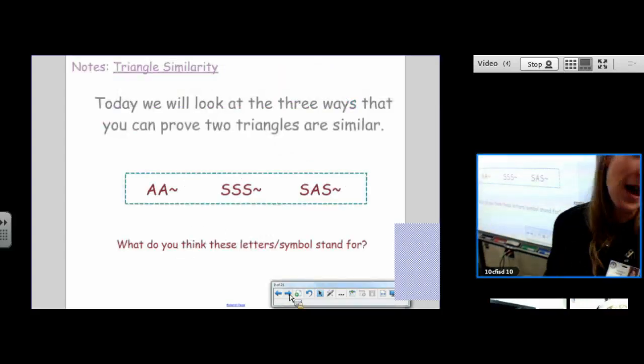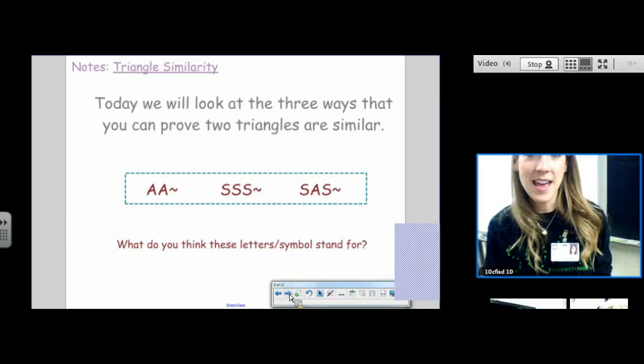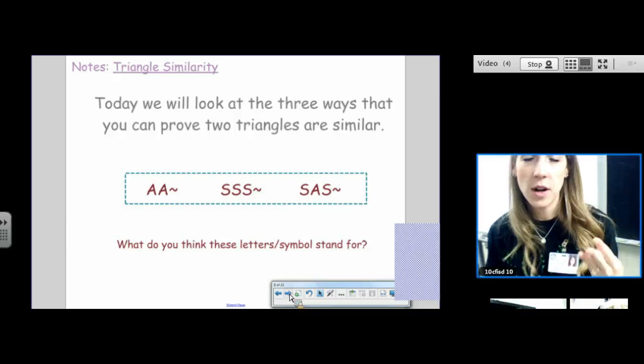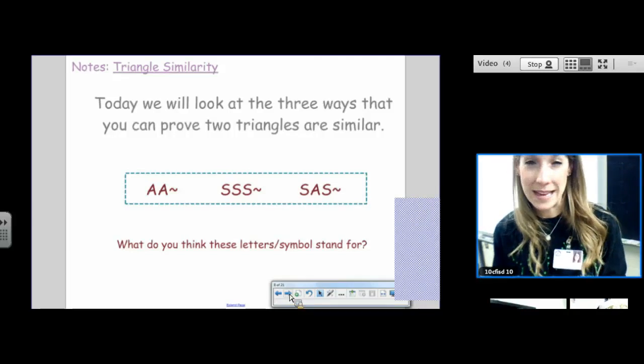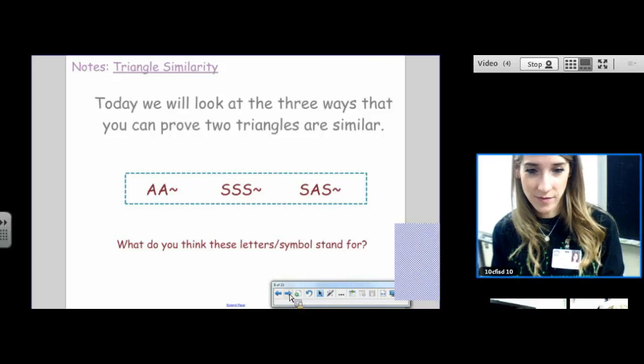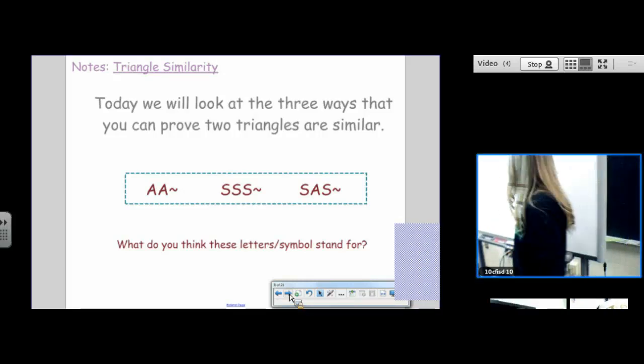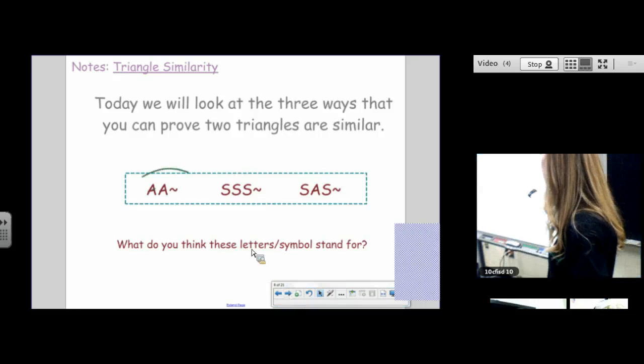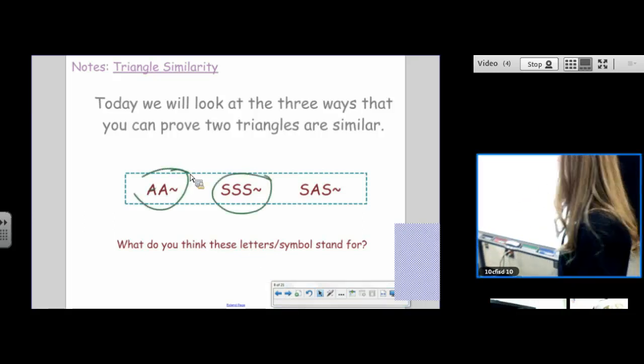Okay, so I'll just give it away. There are 3 ways that we're going to prove triangles guilty of being similar. There's the 3 ways. You probably know what they stand for. Angle, angle, similarity. Side, side, side, similarity. And side, angle, side, similarity.